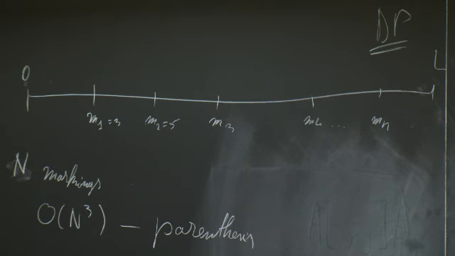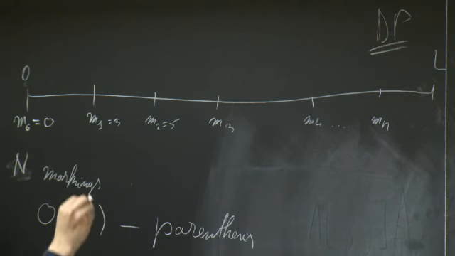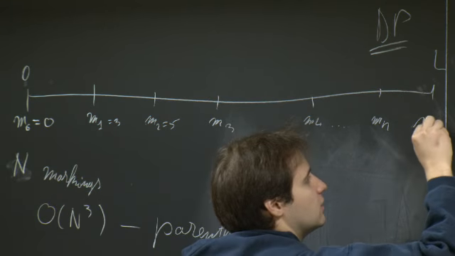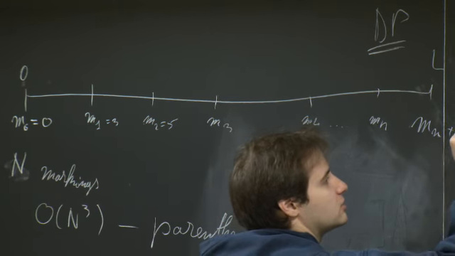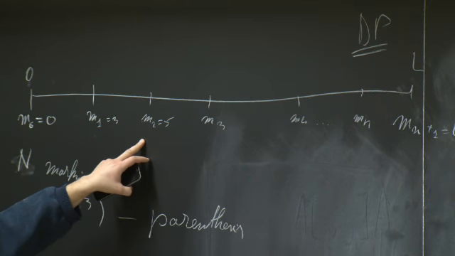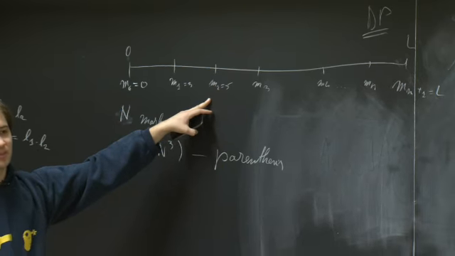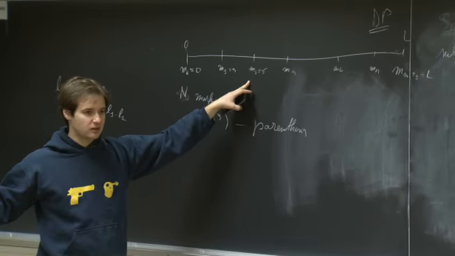Can't you just do M0 and Mn+1? Exactly. We add fake markings. M0 is 0, and Mn+1 equals L. Very good. Are we assuming that they're evenly spaced? No. So these are arbitrary numbers. If they were evenly spaced, I think there's an algorithm. You might come up with a math formula and say you always cut it up like this.